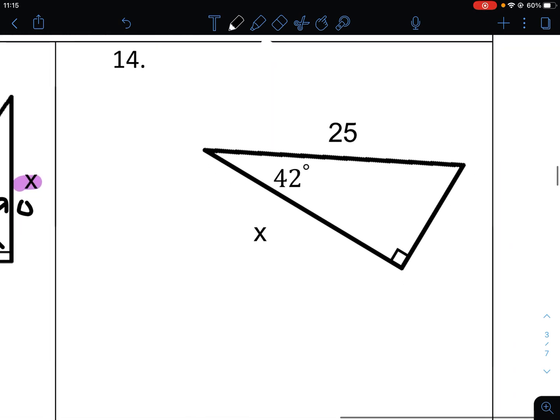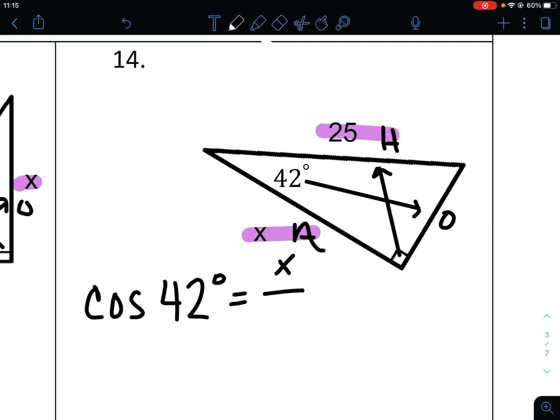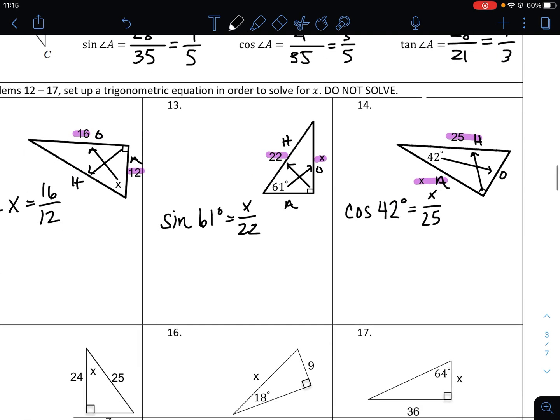Number 14, hypotenuse, opposite, and adjacent. Given information is the hypotenuse and the adjacent, which is our cosine function. Trig function of the angle, in this case 42, equals our fraction. Make sure you get it in the right order. Adjacent over hypotenuse is x over 25.